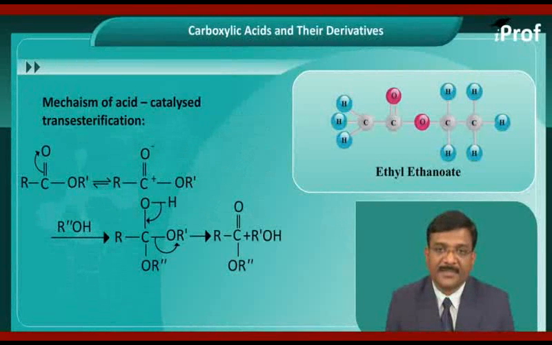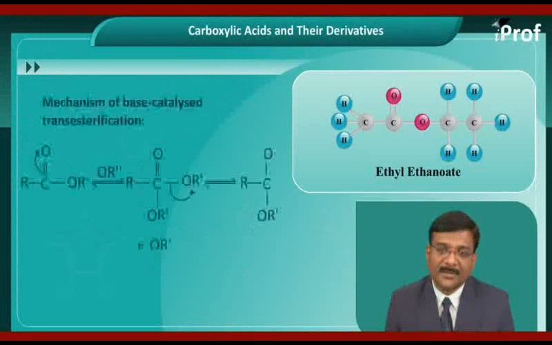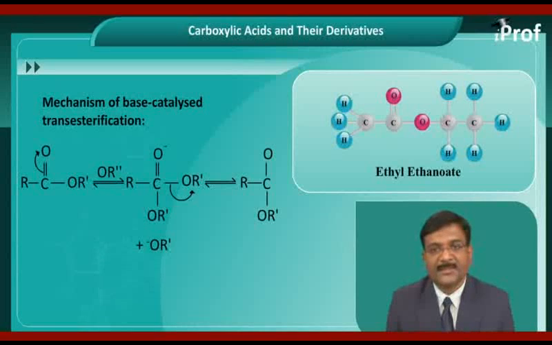Trans-esterification is catalyzed by acids like sulfuric acid or hydrochloric acid or some base. Since both alcohols have nearly similar leaving tendency in the tetrahedral intermediate, an excess of the reactant alcohol must be used in order to carry out the reaction in the right direction.